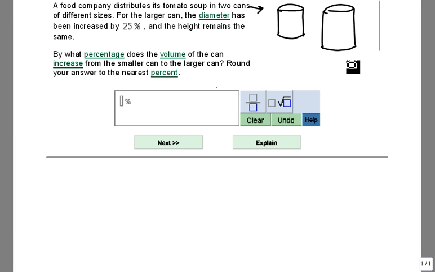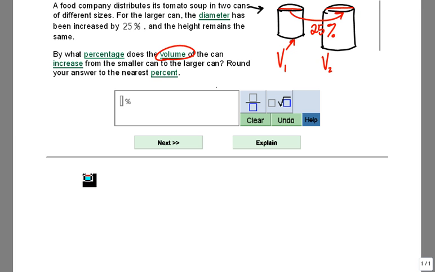It says for the larger can, the diameter has been increased by 25%. So we have here the diameter has been increased from one to the other by 25%. The height remains the same. What percentage does the volume of the can increase? So we're going to be comparing the volume of the first can to the volume of the second can when we increase the diameter by 25%.